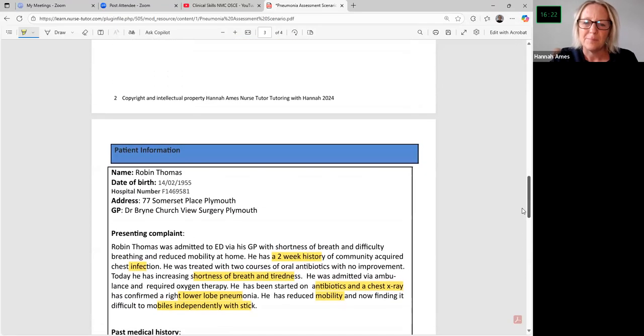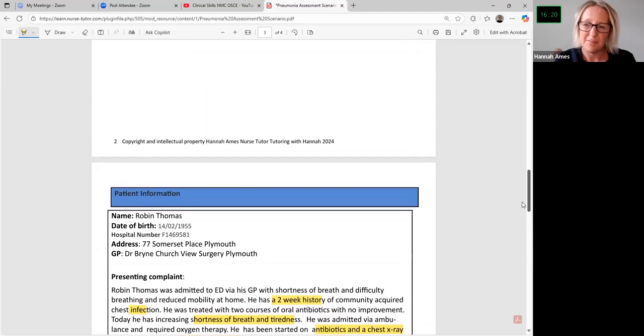So like I said, Robin, I'm going to complete a full assessment of you. So I'm going to do some observations and I'm going to ask you a few questions. So are you happy for me to carry on with that? Okay, thank you. And before I do that, I just want to check that you're comfortable, you're feeling okay with your breathing, and haven't got any major concerns before I start. Okay, great. So you haven't got any pain and you're feeling quite comfortable in your position. Okay, perfect.